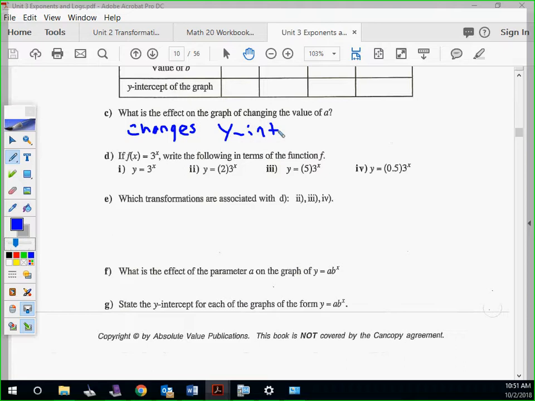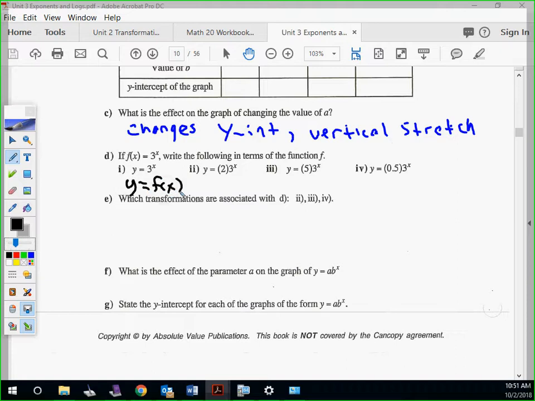And it vertically stretches as well because it's making it steeper. Okay. If f of x equals 3 to the x, write the following terms of the function of f. So this is the thing we're practicing with our transformations, right? So this right here is just y equals f of x. Nothing changed, right? It is what that is.